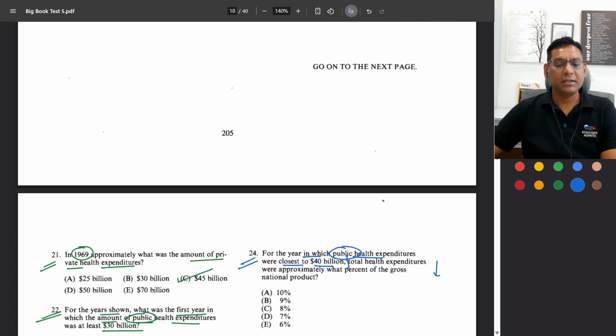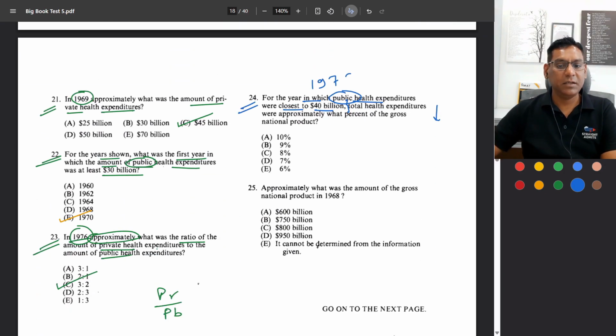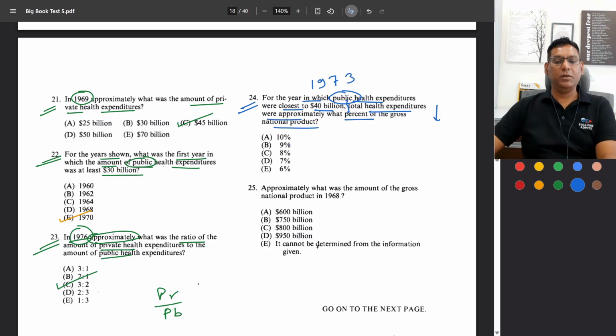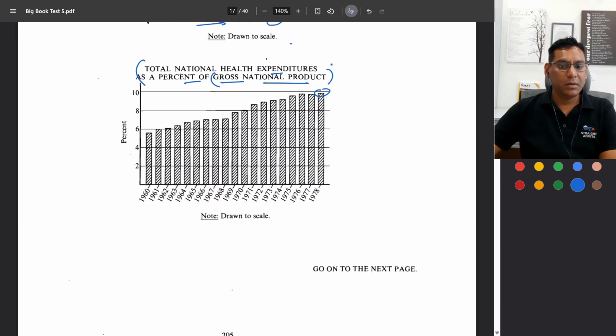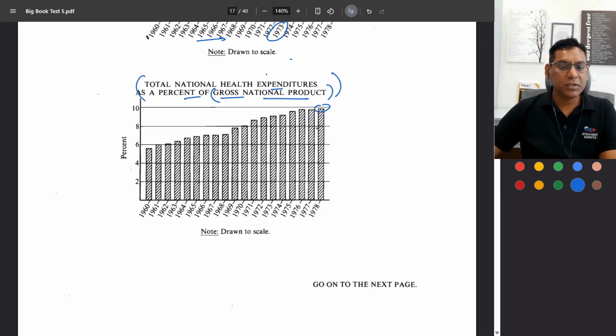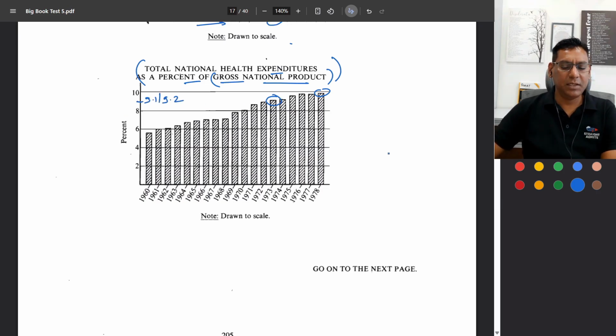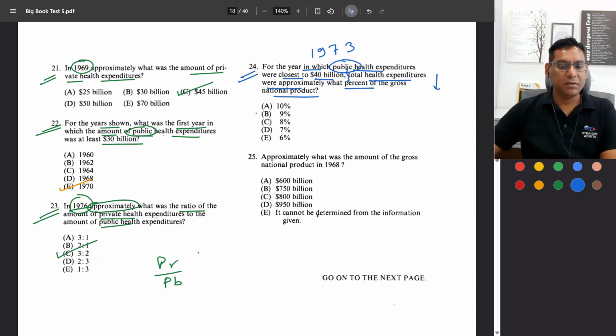So basically the question becomes, in 1973 the total health expenditure was approximately what percent of the gross national product? The total health as a percent of gross national product is given in this graph. So 1973 total health was what percent? Somewhere like 9 point something, 9.1, 9.2, something like that. Maybe 9. Yes, answer choice B.